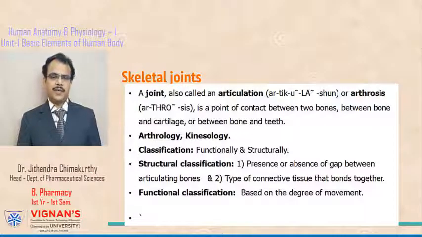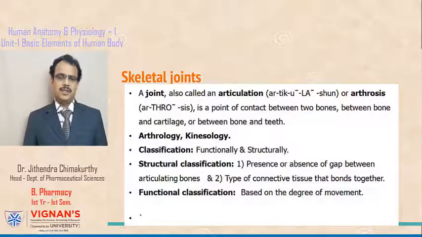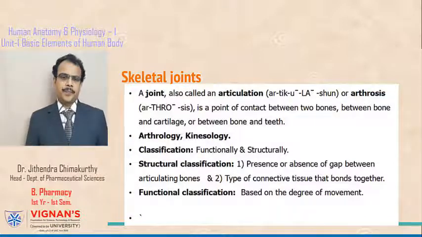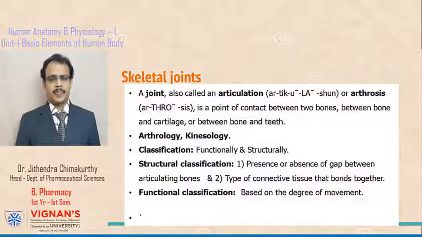Hello and welcome back to the classes on human anatomy and physiology, and now we are dealing with the topic skeletal system. Under that, till now we have completed the study of various bones of axial skeleton and appendicular skeleton, and in this class we will be studying about different types of joints.